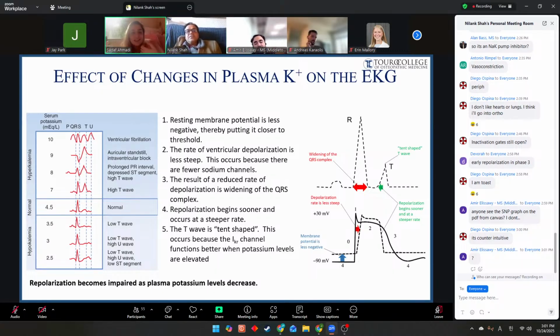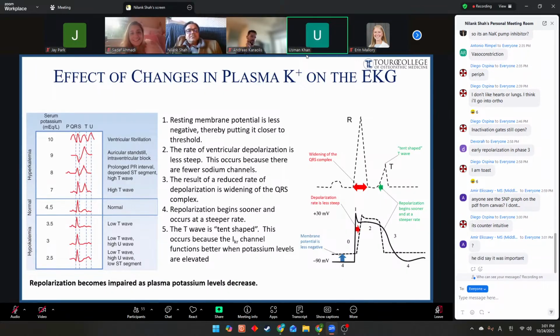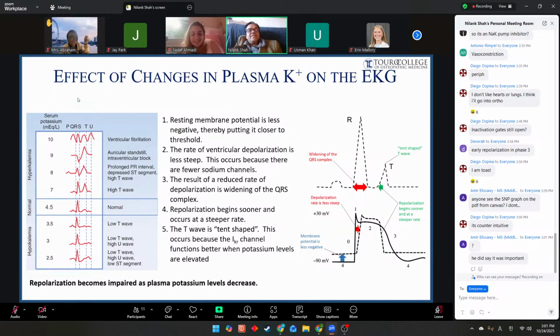That's my question. Less negative membrane potential. Exactly. But why is it less negative? Because we have more potassium outside, so we can't even go outside. Yeah, I agree. But why is it less? Why is it less? Yes, Mrs. Abraham.